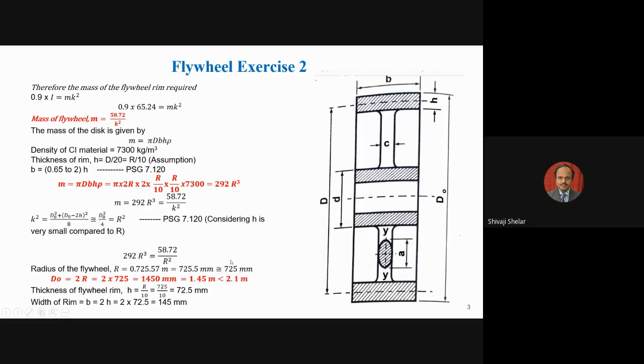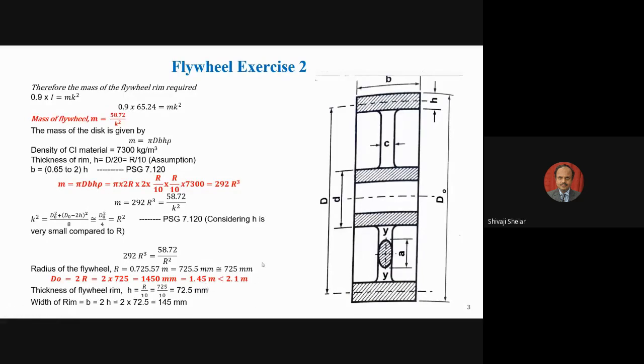Now there is a limit on my flywheel diameter. So let's say the outer diameter of the flywheel is Do equal to 2r. That is equal to 2 into 725, that is 1450 mm, that is 1.45 meter. And as per the limit for the space or the speed, it should be less than 2.1 meters. So my calculation is correct. The value required here is 1.45, which is lesser than 2.1 meters.